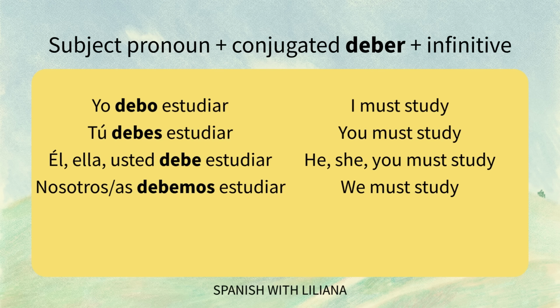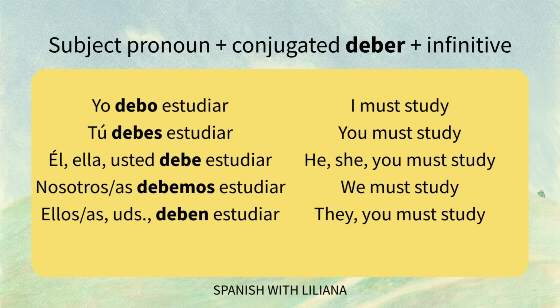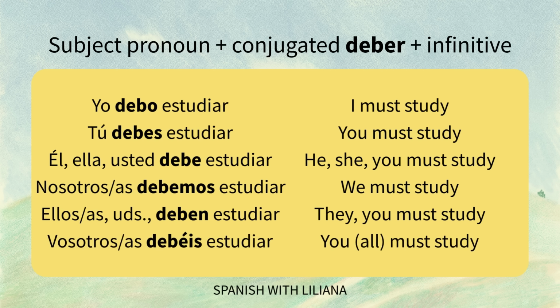And for they or the plural you, ellos, ellas, ustedes, we use deben. Ellas deben estudiar. They must study. And for vosotros, vosotras, the plural you is debéis. And this one is mainly used in Spain, debéis. Vosotros debéis estudiar. You all must study.